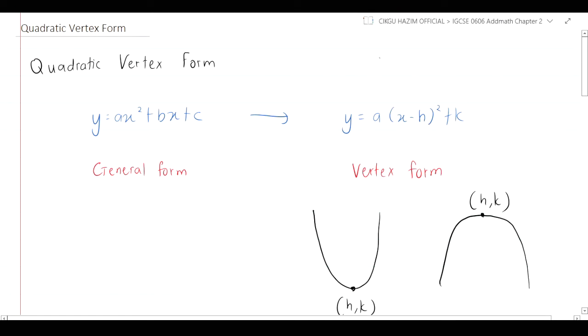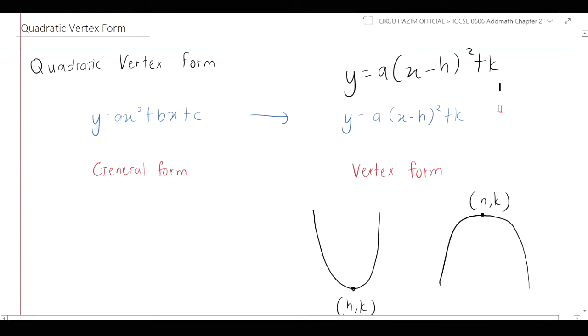Why is this formula very important? Y equals a bracket x minus h squared plus k. Because this equation gives you straight away the coordinates of the turning point or the stationary point without drawing the graph. You do not have to sketch the graph to find the coordinates of the turning point. You can get it straight from the equation.